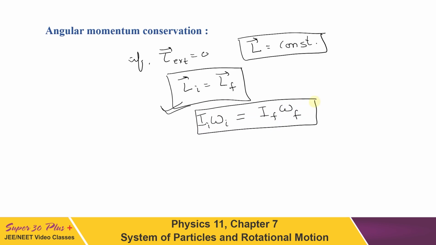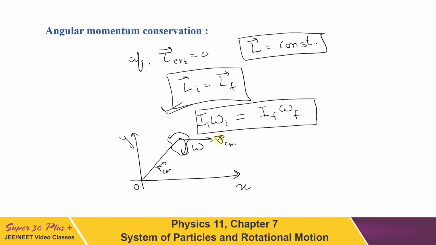Now what if the axis of rotation is not fixed? Sometimes this kind of situation may arise. Let us consider a body which is rotating with omega. This is RCM, the position vector with respect to origin, and VCM is moving as well. So here the body is rotating about the center of mass, and then the center of mass also is moving.